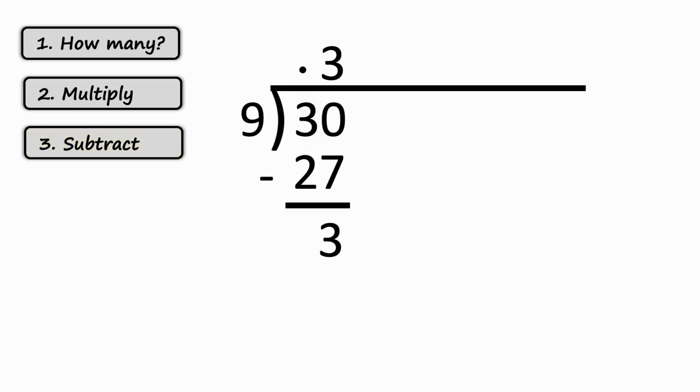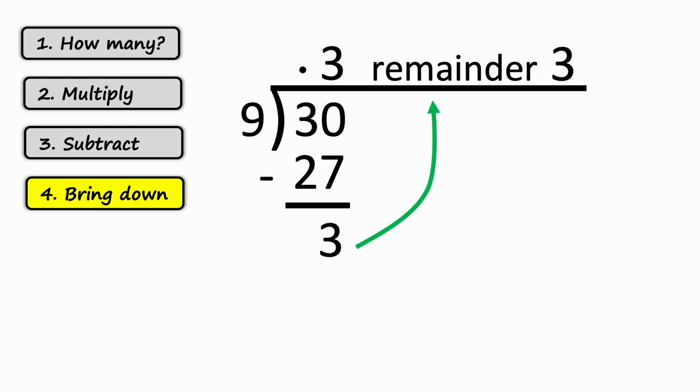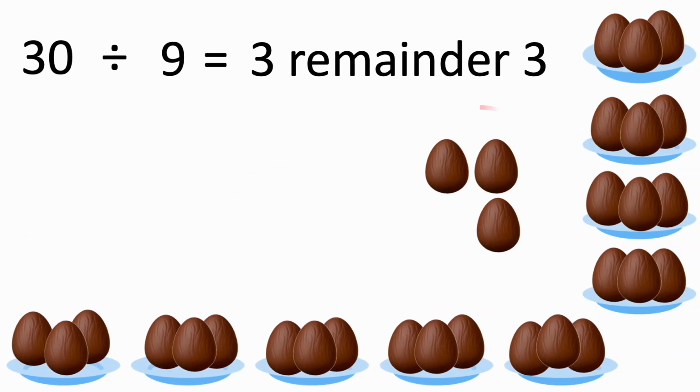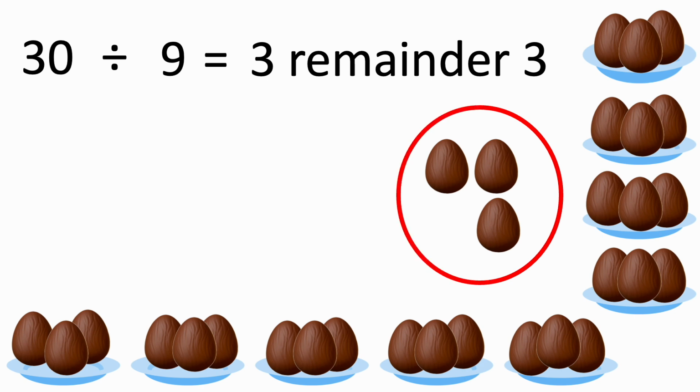And our last step is to bring down. But we have no more numbers to bring down, so we are left with 3, which is called the remainder. So we can see that 9 goes into 30 3 times with a remainder of 3. What do you think can be done about the 3 remaining eggs? Perhaps give them to children next door. Sharing is caring.